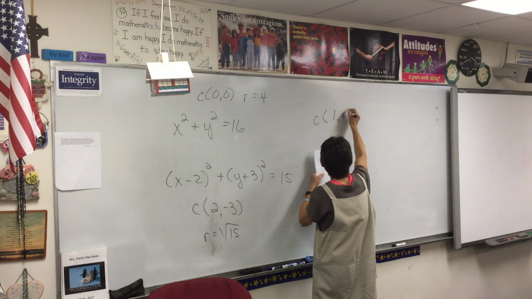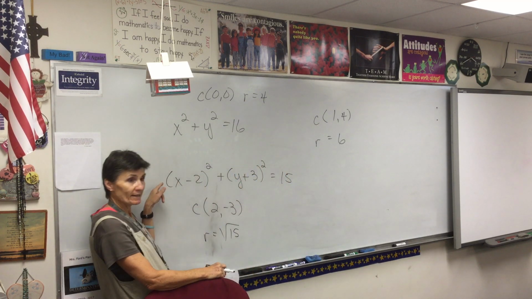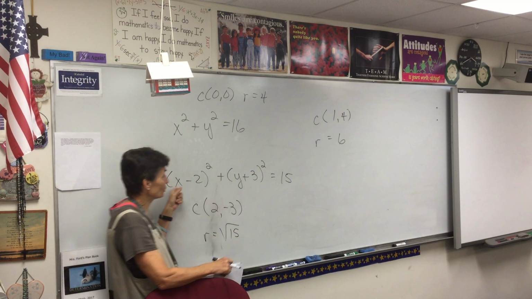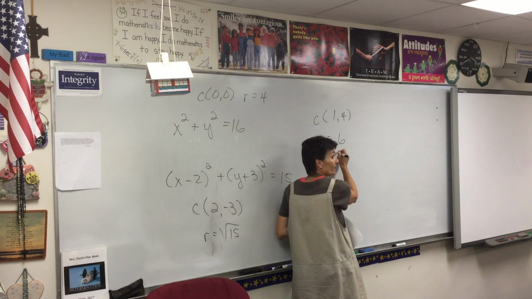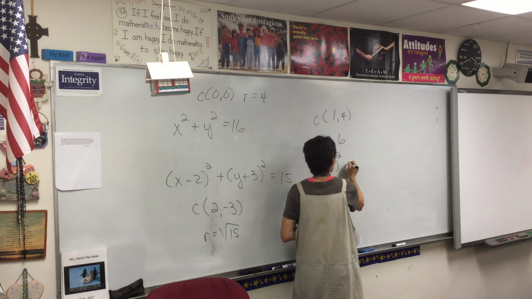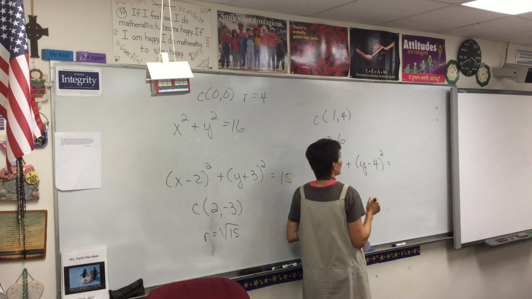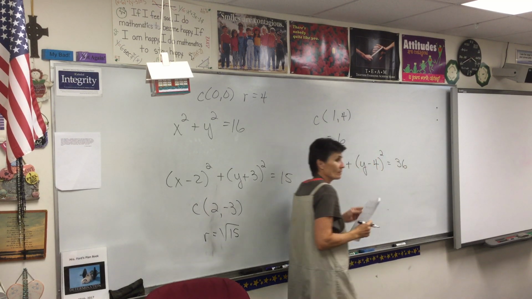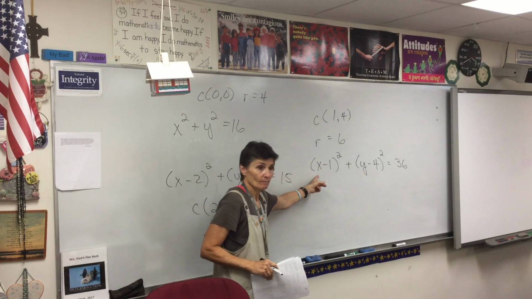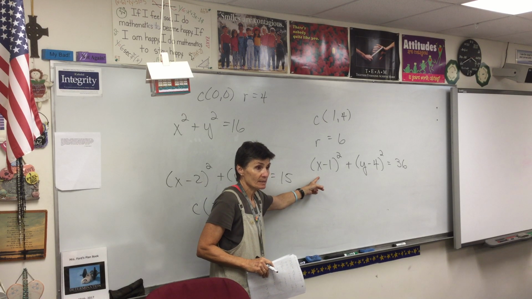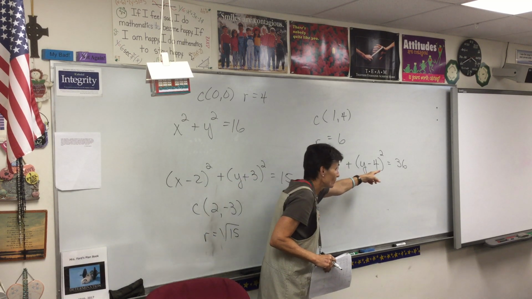Now, let's see if you're paying attention. The center is 1, 4, and the radius is 6. Could you write the equation? What would that look like if that's the center and that's the radius? X minus 1 squared, don't forget the squared, plus y minus 4 squared equals 36. You're just doing it backwards. The opposite is the center. The square root of that is the radius.